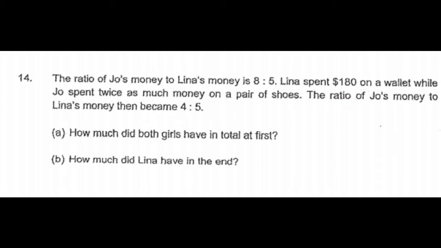The ratio of Joe's money to Lina's money is 8 is to 5. Lina spent $180 on a wallet while Joe spent twice as much money on a pair of shoes. The ratio of Joe's money to Lina's money then became 4 is to 5. How much did both girls have in total at first? How much did Lina have in the end?